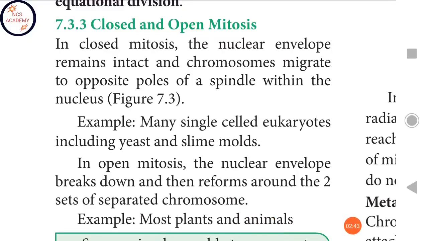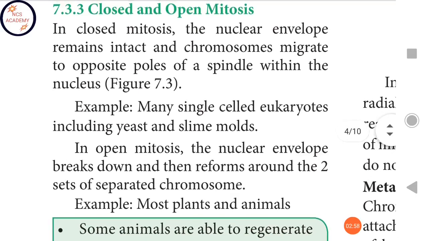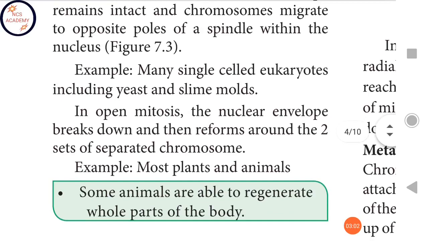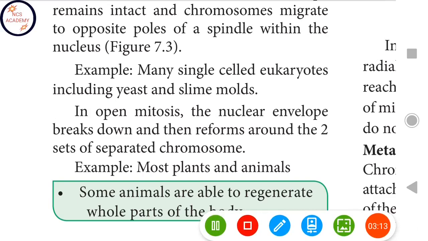Differentiate closed and open mitosis. In the case of closed mitosis, the nuclear envelope remains intact and the chromosomes migrate to the opposite poles of a spindle within the nucleus. For example, many single-celled eukaryotes including yeast and slime molds. Likewise, in open mitosis, the nuclear envelope breaks down and then reforms around the two sets of separate chromosomes. The best example for this is most of the plants and animals.